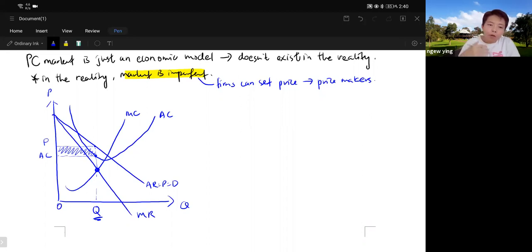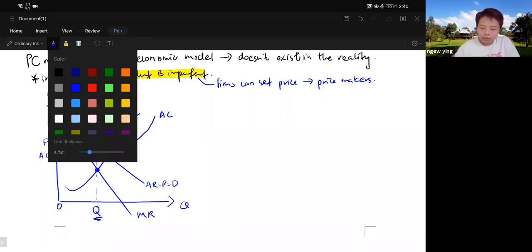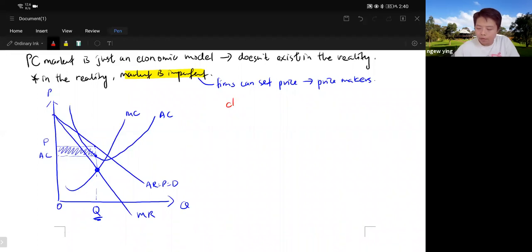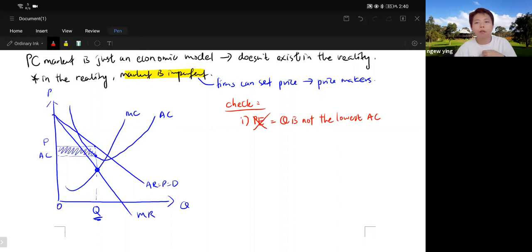Okay, now next step we need to track whether this firm achieves PE, AE, or DE. First part, in terms of productive efficiency, Q is not the lowest point of AC. Therefore, monopoly firm failed to achieve productive efficiency.